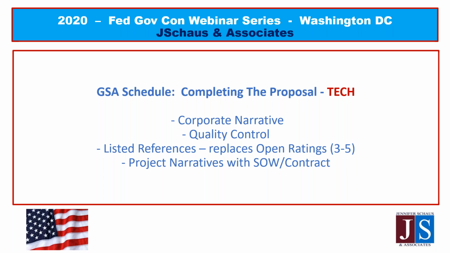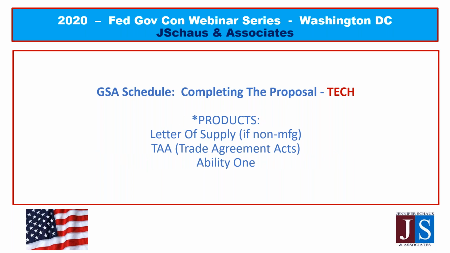There are some time and date restrictions here on the references as well as the project narratives. You can find those in the solicitation. For any companies that are providing products, so something tangible, a handheld product, or perhaps it's larger than handheld, if you are providing a product, you will need a letter of supply if you're a non-manufacturer.